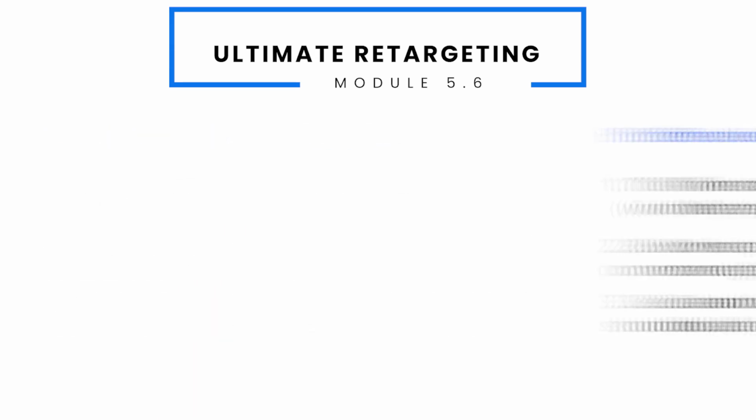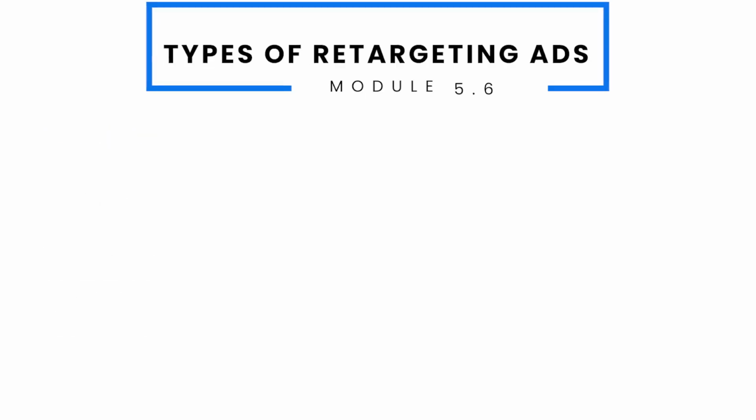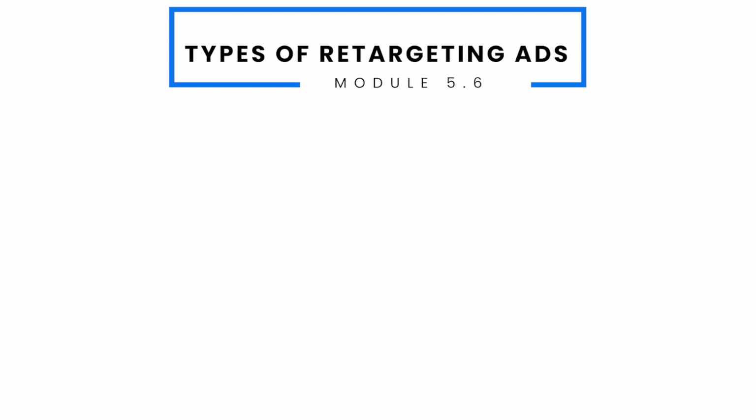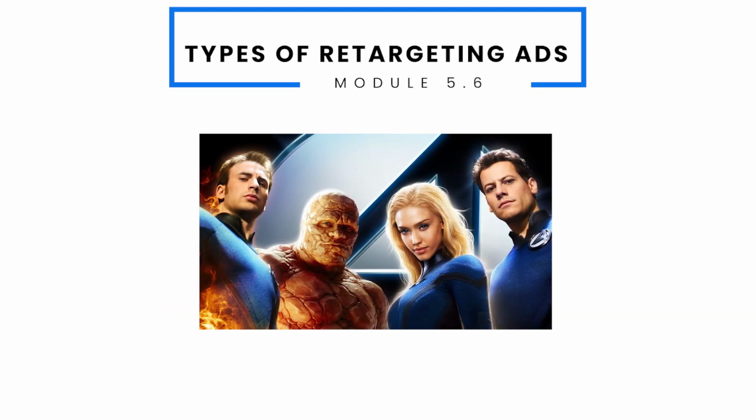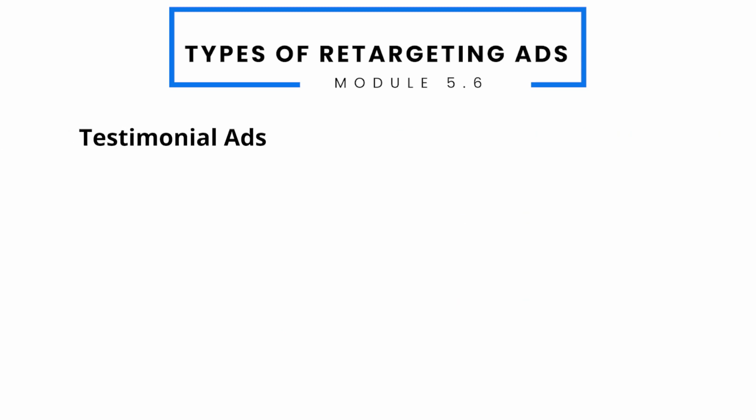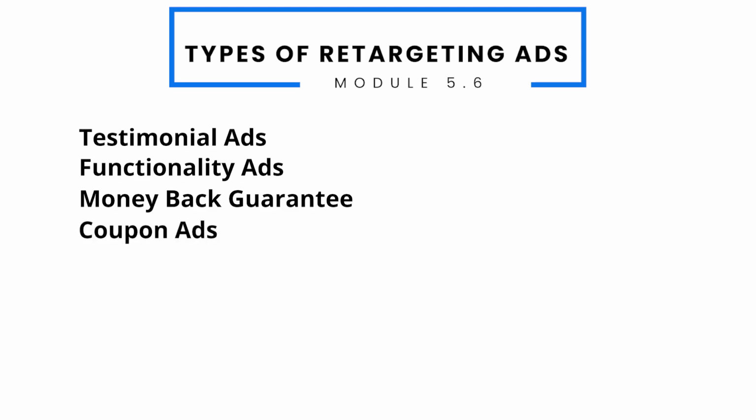Let's get to it. Although there are a number of different types of retargeting ads you can utilize, I've personally come to rely on 4 different types to bring in fantastic results. They are as follows: testimonial ads, functionality ads, money back guarantee ads, and coupon ads. When you're setting up your campaign, you'll want to utilize some or more of these, depending on your particular situation.